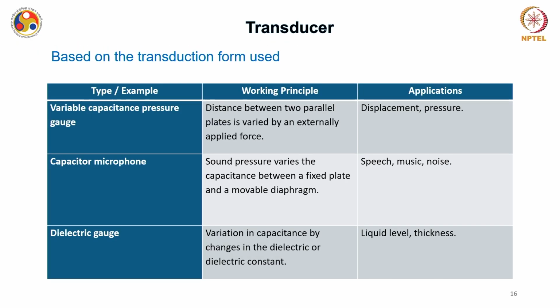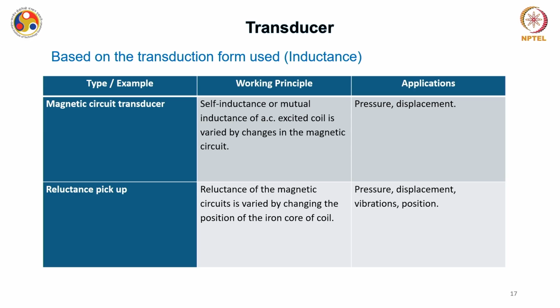Okay. Then there are various ways of using these transduction principles to measure different quantities by measuring the change in the inductance, similar to what we have seen for capacitance and resistance. Okay. And the magnetic circuit transducer, for example, is a good example of transducers which are based on the change in inductance principle. So self inductance or mutual inductance of an AC excited coil is varied by change in the magnetic circuit. And that's how you use it for any minute change in the pressure or minute change in the displacement.